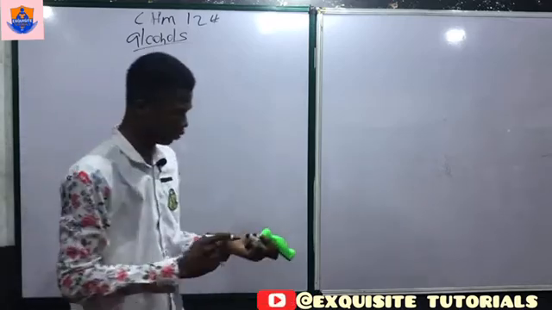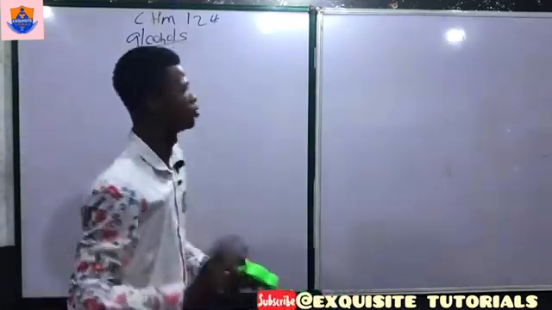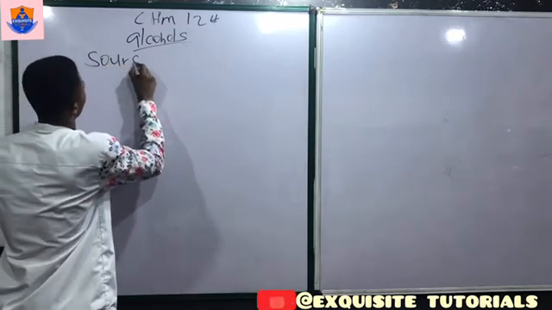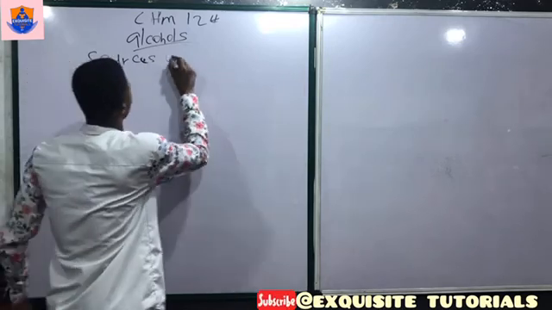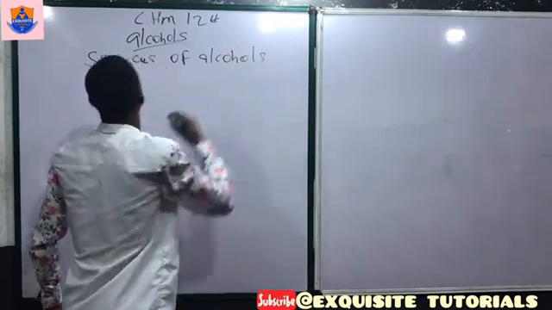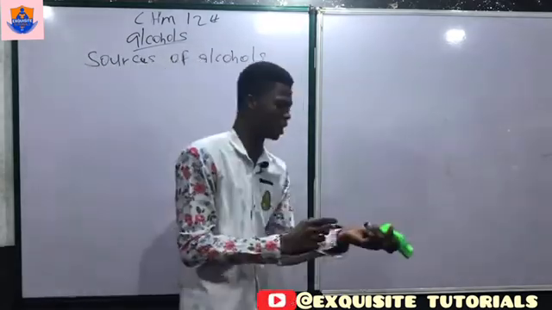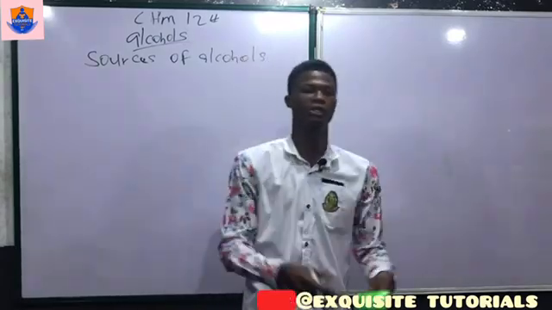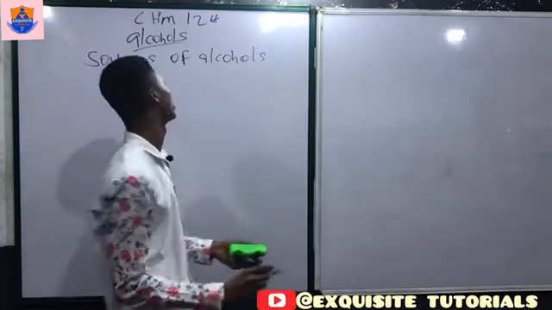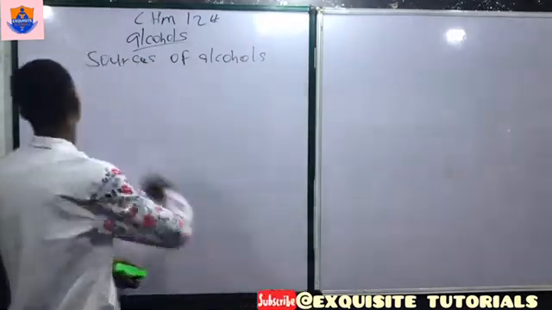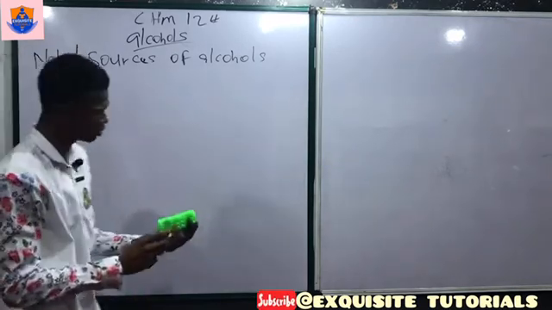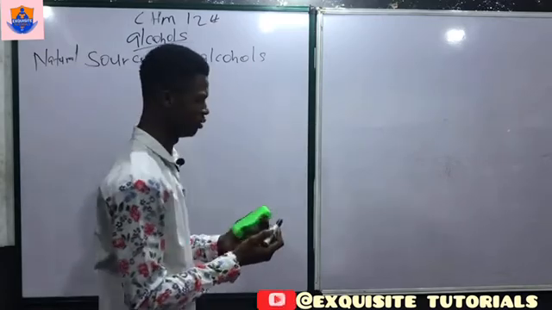And today, I want us to start by looking into the sources of alcohols. Now, when we talk about the sources of something, we are talking about the means or ways in which these things can be gotten. So, when we talk about the sources of alcohols, we are talking about how alcohols can be gotten. So here, first of all, let's talk about the natural sources. Natural sources of alcohol. Now, naturally, alcohols are gotten from several ways.